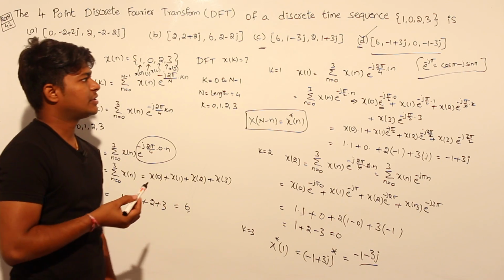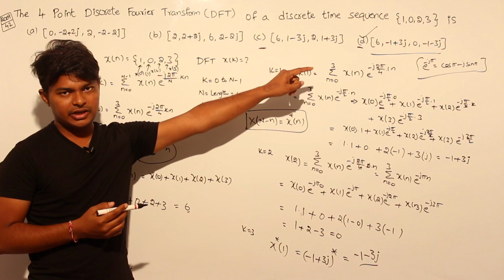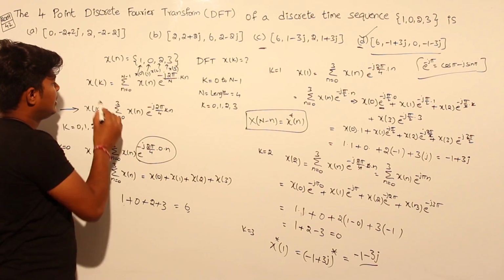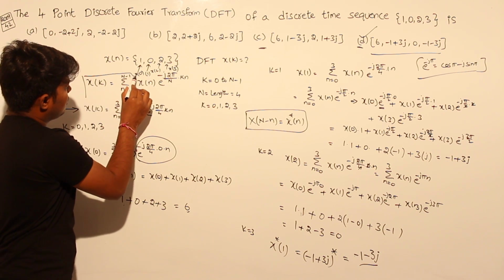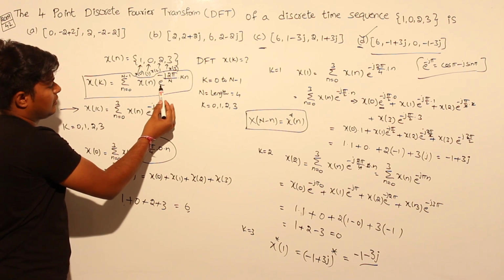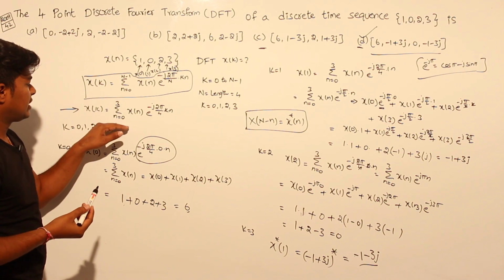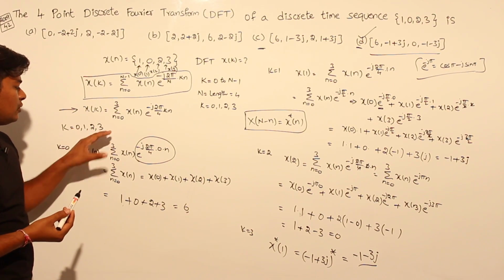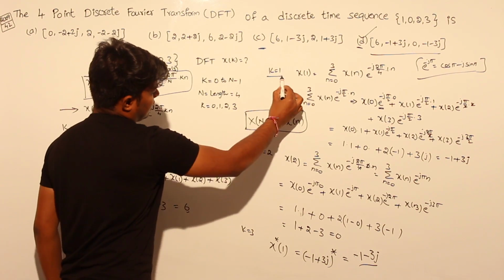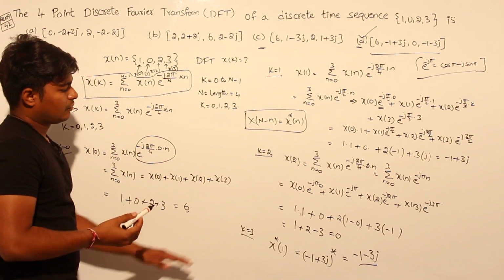How we have found the solution is, they have given x of n, the time sequence 1 0 2 3. We need to find the DFT. Write down x of n as it is by using this formula, x of k equal to summation n equal to 0 to n minus 1 x of n into e power minus j 2 pi by n into kn. We have simplified this equation, and for each k value we need to find these things. For k equal to 0 here, for k equal to 1 here, for k equal to 2 here, for k equal to 3 here. If we go on simplifying, we will get the answer.